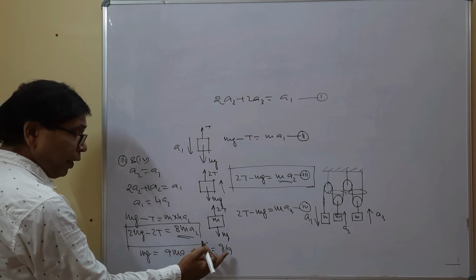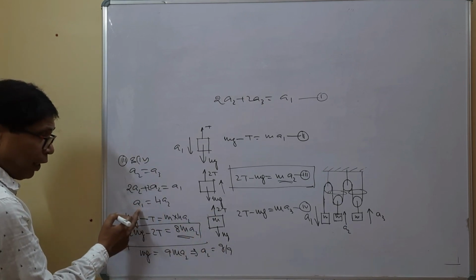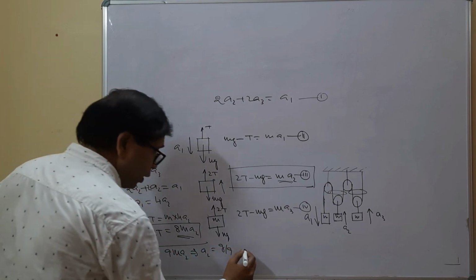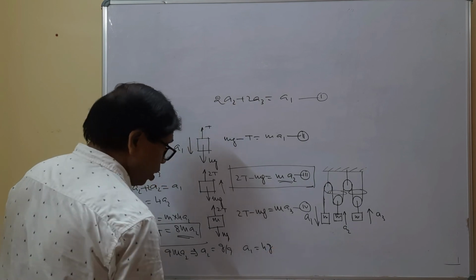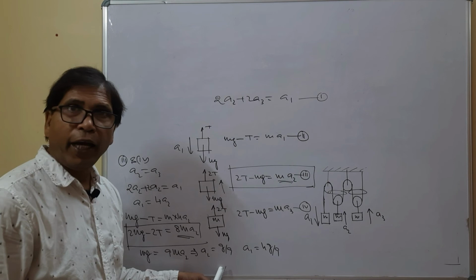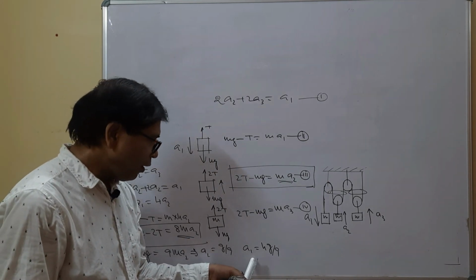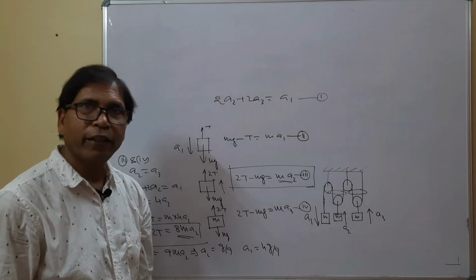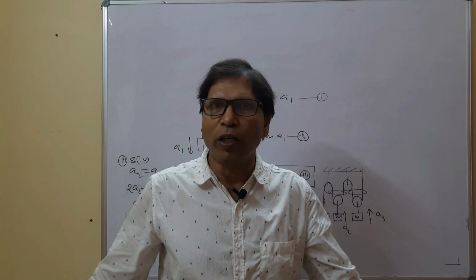Okay. If a2 equal to g by 9, look at this, so a1 equal to 4g by 9. So a2 equal to g by 9, a3 equal to g by 9, and here a1 equal to 4g by 9. Understood? I hope this discussion will be beneficial for you.